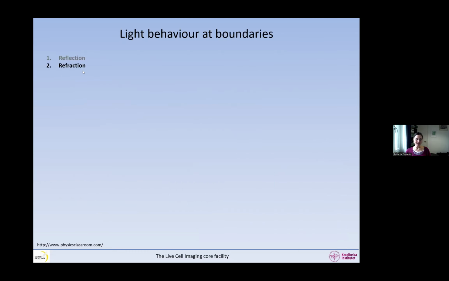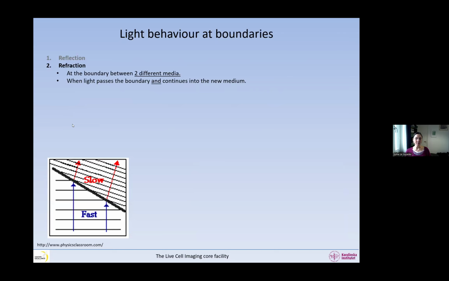Now let's talk about refraction. Now what happens is that we still have two media. So we have a medium here and a medium here. And the light reaches the boundary between the two media. Refraction is what happens when the light passes into the second medium. So it passes the boundary this time. It continues into the new medium.